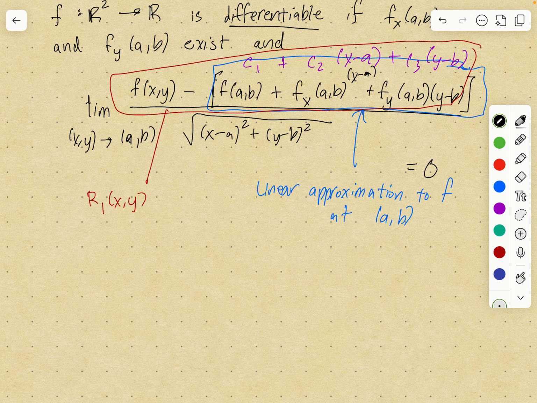So what's going on in terms of the picture is you have the x-axis and the y-axis, and you have a function defined on R2, right? This is R2, and you have some point a comma b, and you're saying what happens to the function near ab.